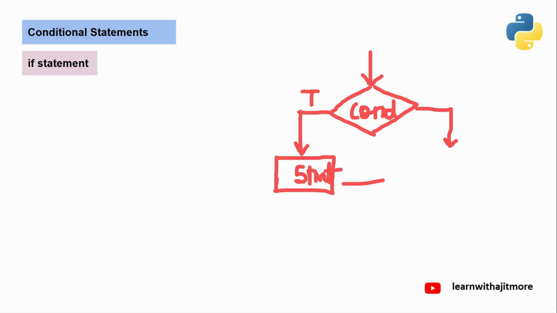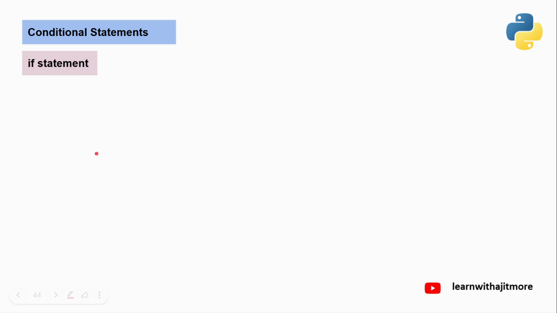Okay. And after performing statement, it will continue with the remaining code. And if it is false, it will directly continue with the remaining code. Condition अगर false है तो direct remaining code. And true रहेगा तो statement perform करके फिर remaining code. Understanding, guys? I hope the flow chart is clear to you.